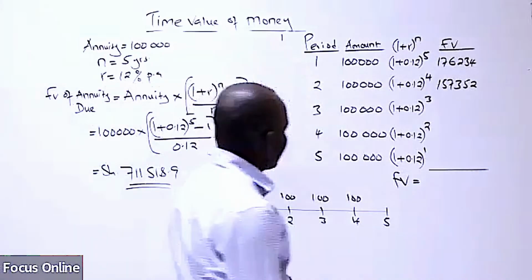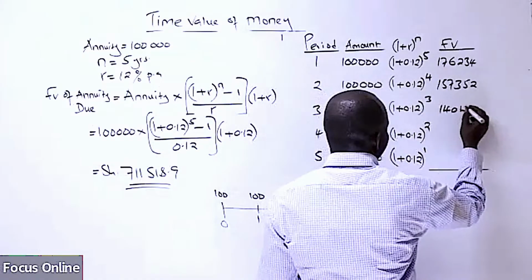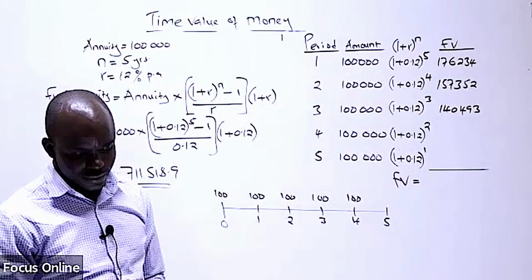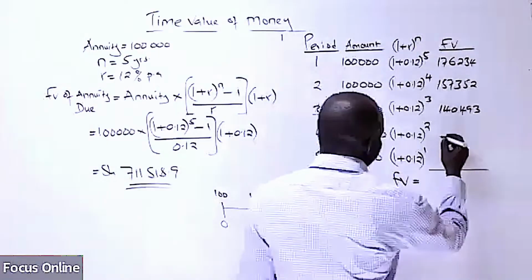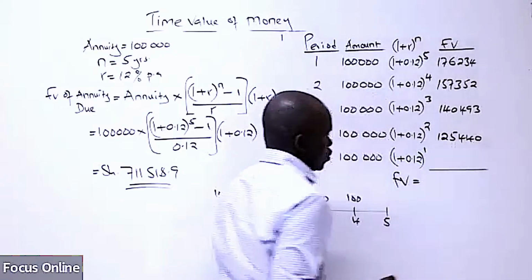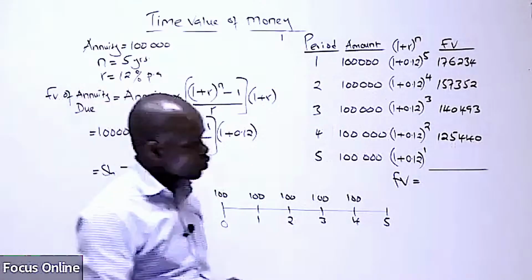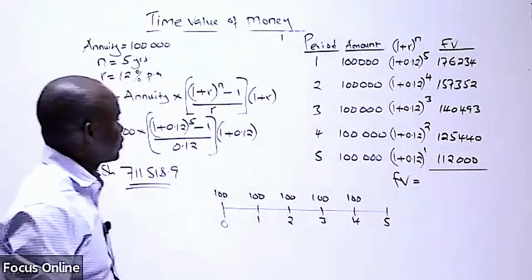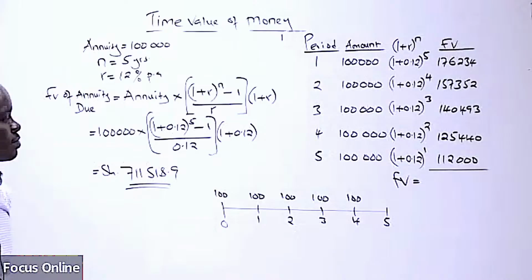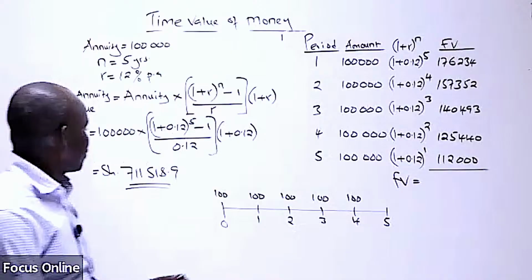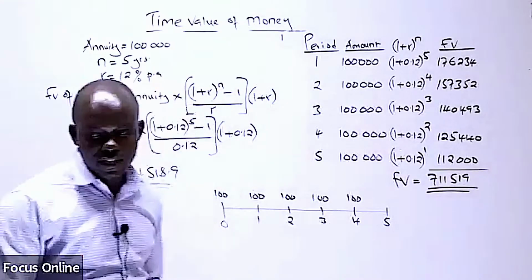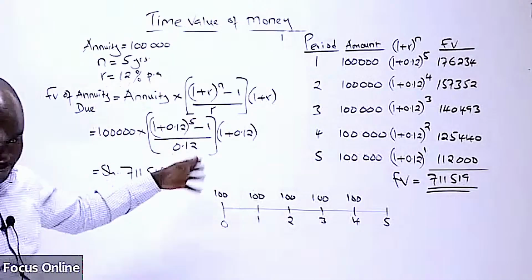Then 144,093, then 125,440, and 112,000. So get the sum: $711,519.